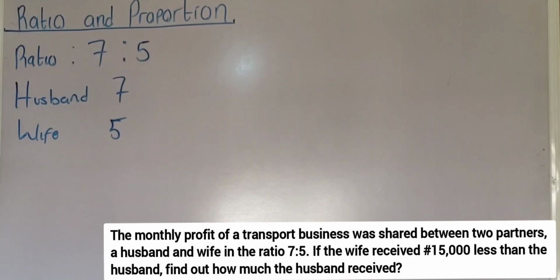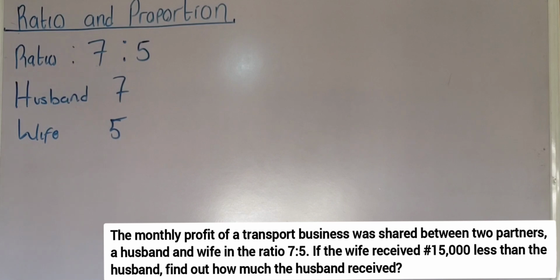Now we don't know the monthly profit. Are you paying attention? But we are told that the monthly profit was shared between the husband and wife in this ratio. Now we are told to calculate the husband's share. Also, don't forget, they gave us additional information that the wife received 15,000 naira less than the husband. So if I know the wife's share, if I add 15,000 naira to it, I can get the husband's share. Do you understand? Please just pay attention. In the question, we are given that the monthly profit was shared in this ratio. Now, if the husband receives 7 naira, the wife will receive 5 naira. That's what it means, because the ratio of the husband's share to the wife's share is 7:5.